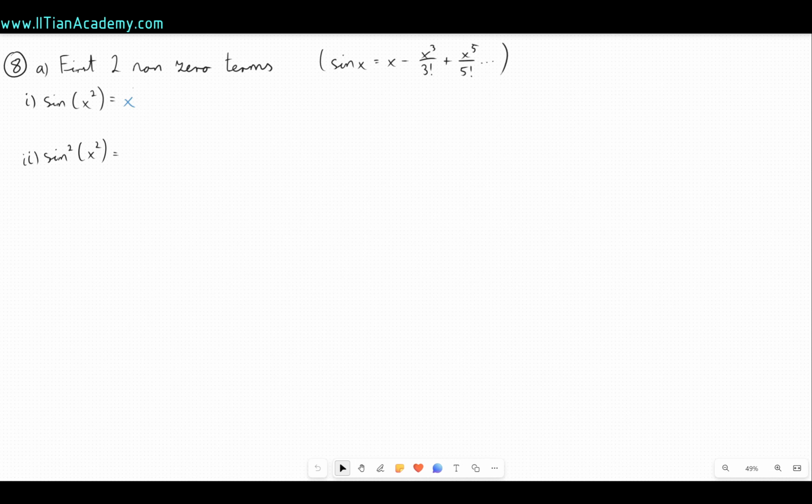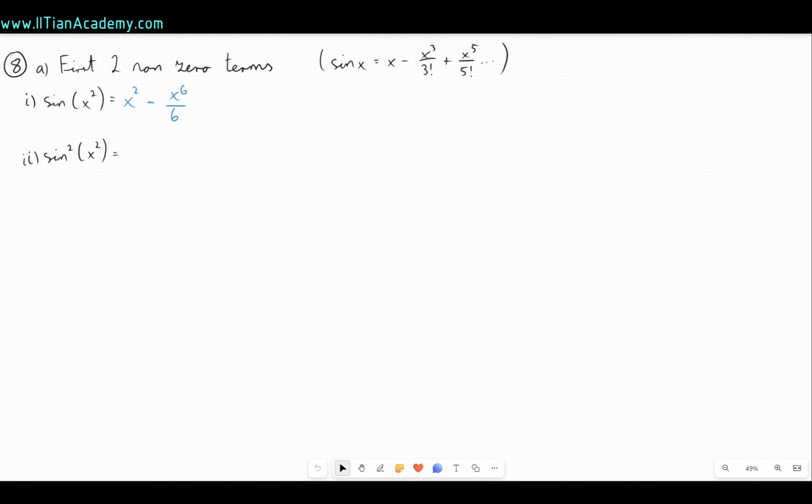So we're going to have x squared minus x squared to the power of 3, so x to the power of 6, and we divide by 3 factorial. Well, 3 factorial is 6. So these are the first two non-zero terms. And then for part 2, we need to square this.